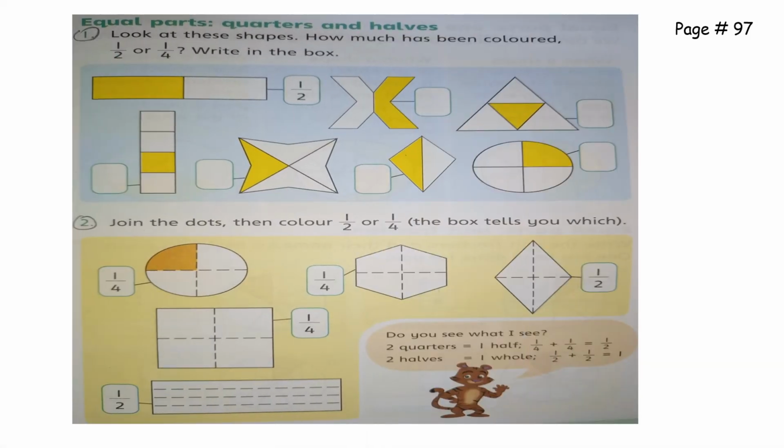Now come to page 97. Look at these shapes. How much has been colored? Okay, now you have to write the fraction. They have given us objects, they have shapes and they have colored some parts of that shape. Here only one part is shaded, so we have written 1/2.